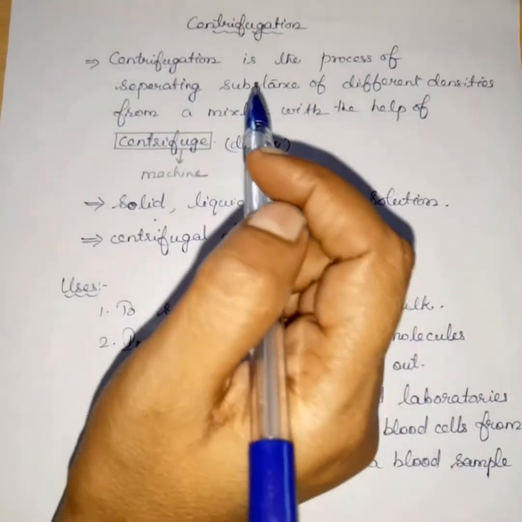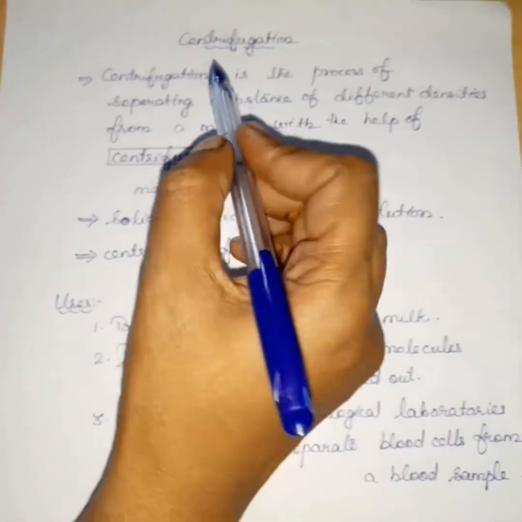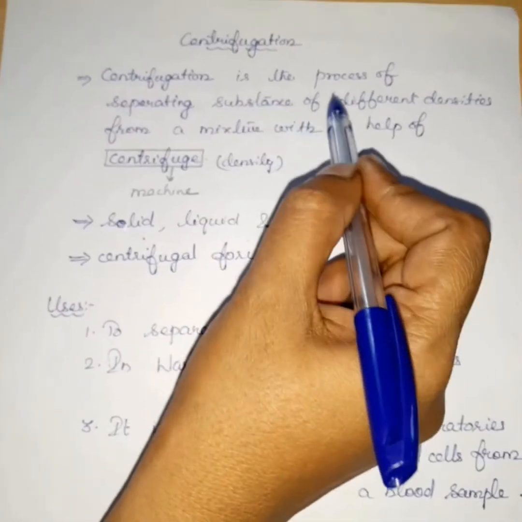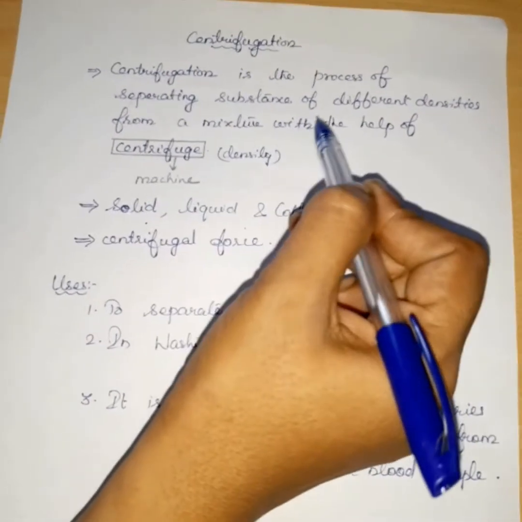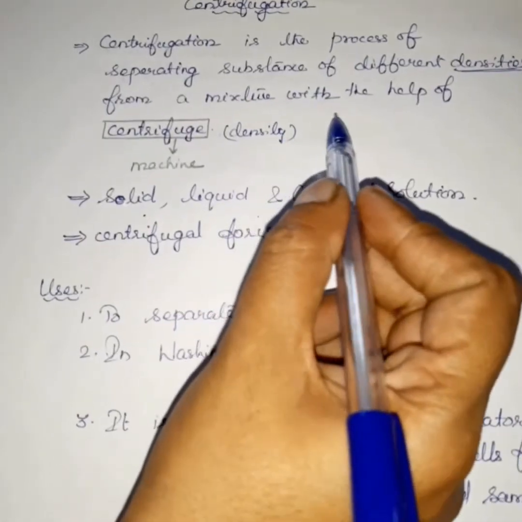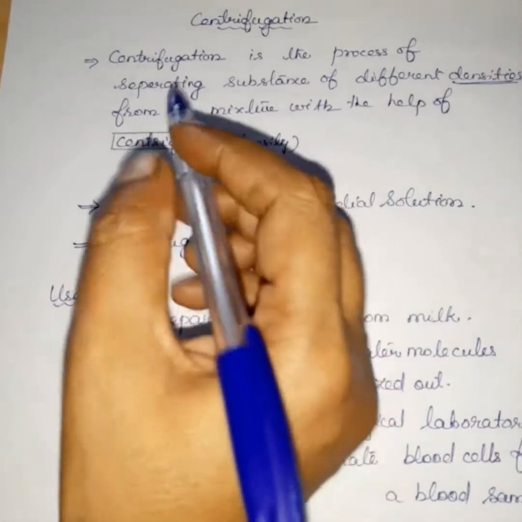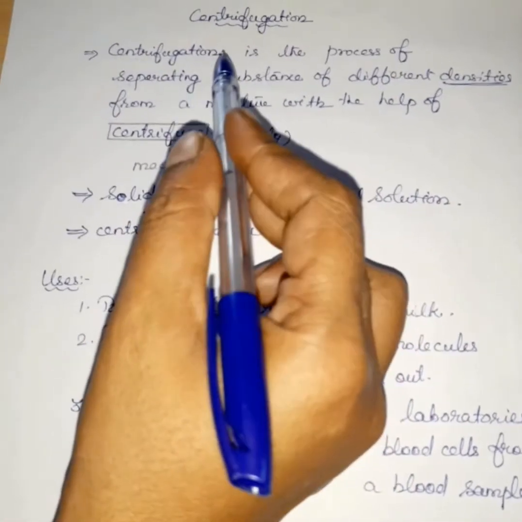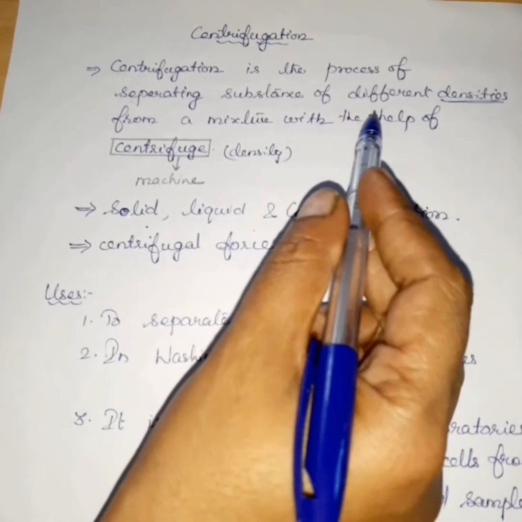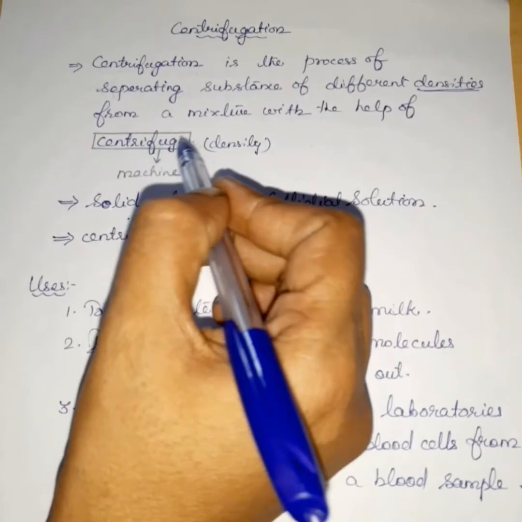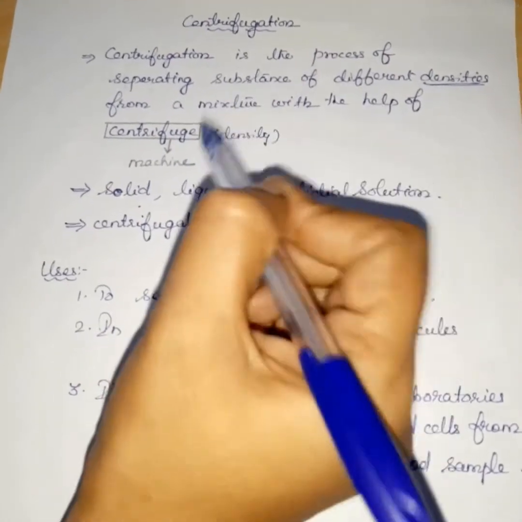Now we are going to study the next separation method, centrifugation. So what is centrifugation? Centrifugation is the process of separating substances of different densities from a mixture with the help of a centrifuge. You understand? Once again, it separates substances of different densities. It is very important.